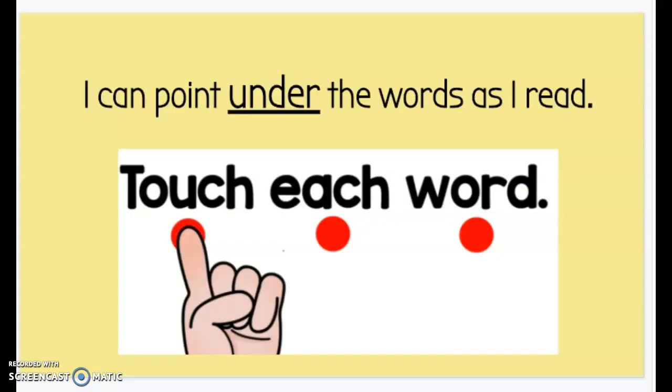Our next I can we want to do is I can point under the words as I read. We don't want to touch the words because if we touch the words, our fingers are going to cover up the word that we're reading and we're not going to be able to read. So we want to point under the words. As you see in the picture, the finger is pointing under each word.